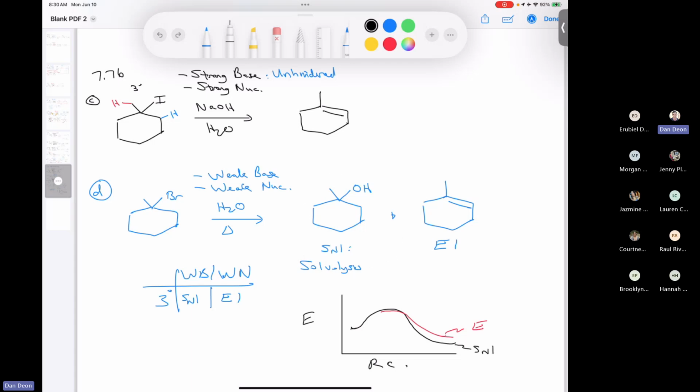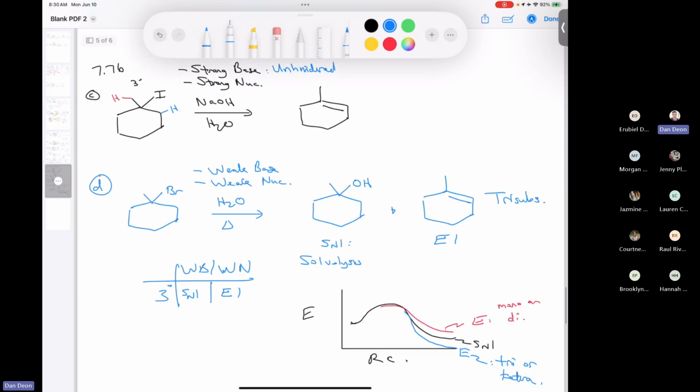Hold the phone. What I told you is if the elimination product gives you a mono or di-substituted alkene, it's going to be higher in energy than the SN1. If the elimination products, so these are also elimination products, are tri or tetra substituted, they're going to be lower in energy than the SN1. And this one happens to be tri-substituted.